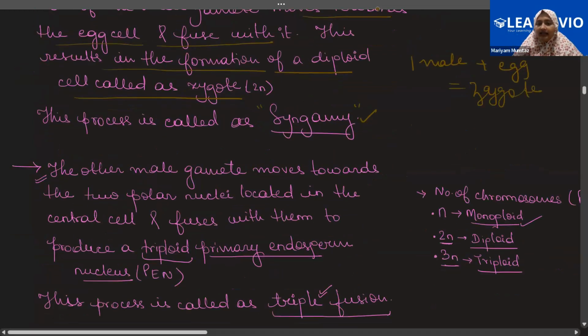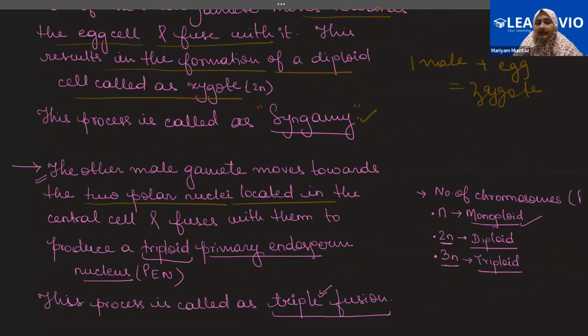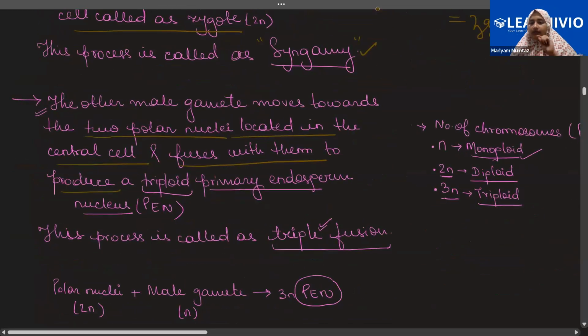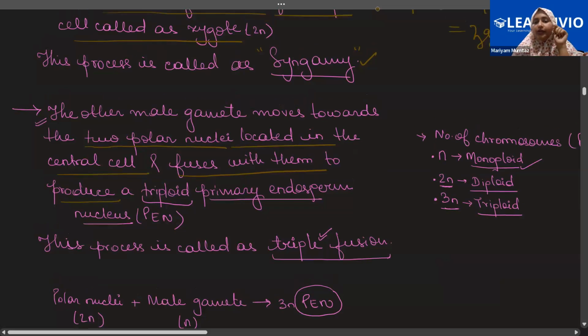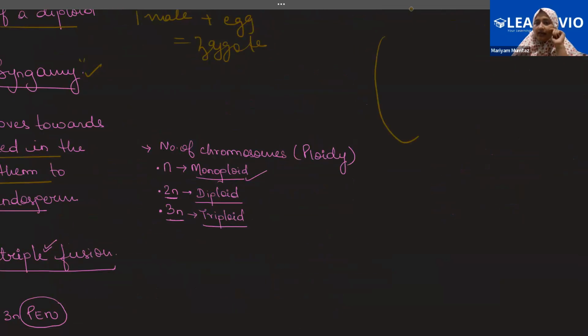Now, the other male gamete moves towards the two polar nuclei located in the central cell and fuses with them to produce a triploid primary endosperm nucleus. The second male gamete will go and fuse with the two polar nuclei. You remember, right? This is the embryo sac. Here are the antipodal cells. This is the two synergids and this is the egg cell. And right in the middle were the polar nuclei, right? And this big part was the central cell.